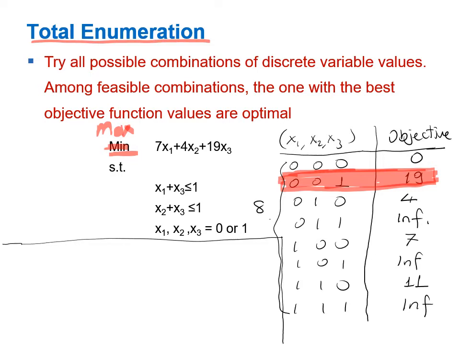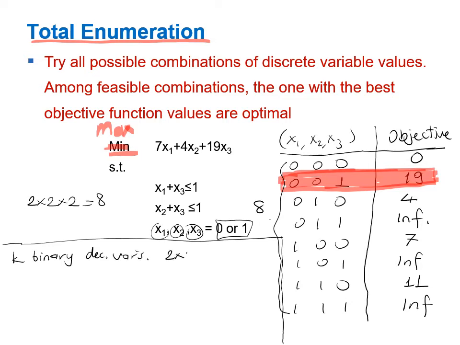Why is that so? Because we have 1, 2, 3 decision variables. Each one of them can take 2 values. So the total number of combinations is 2 times 2 times 2, which is 8. Now consider that we have a problem where there are k binary decision variables. Then what is the total number of combinations?